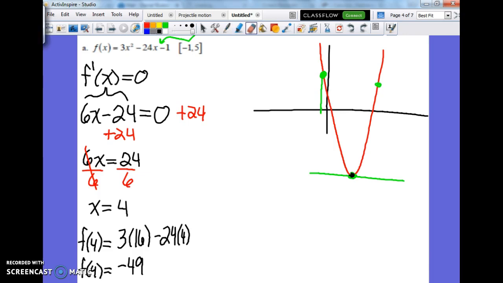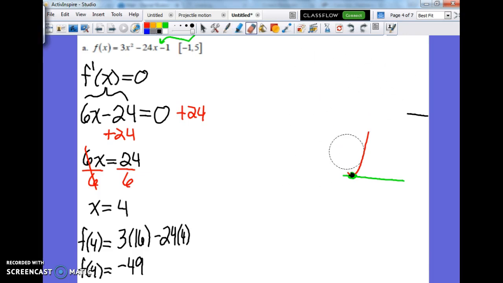Now, on the exam, you don't have the benefit of the actual graph. So now that you know where there's a possible max or min, now you just plug in the endpoints.